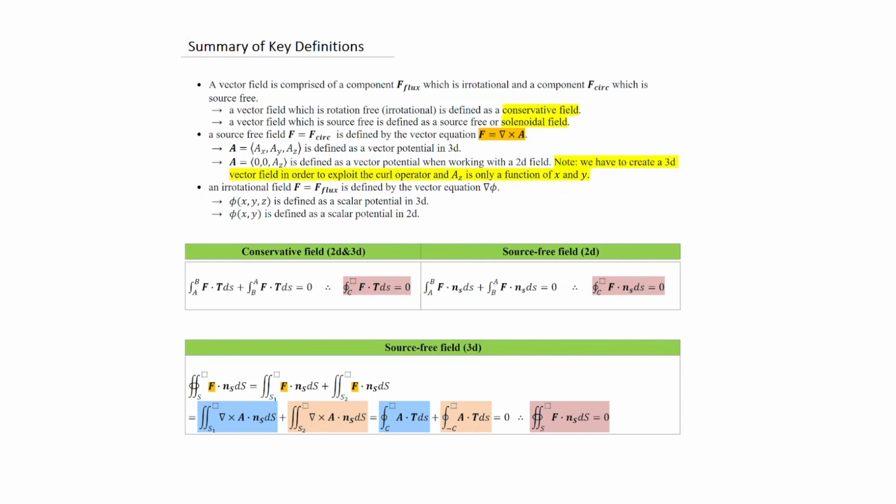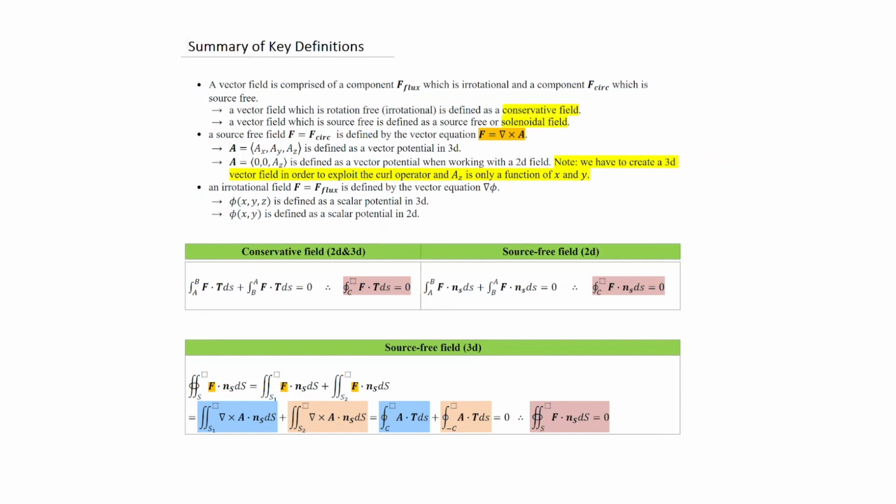We've done this because if we're going to take the curl of a vector field, we need to have a three-dimensional vector field. Okay, so third bullet point: an irrotational field, that is F is equal to F flux, is defined by the vector equation gradient of scalar potential phi. So scalar potential phi in 3D will have 3 components, and scalar potential in 2D will have 2 components.